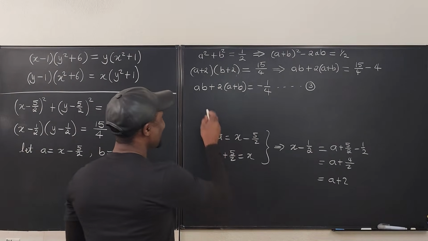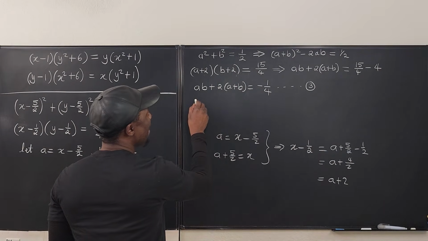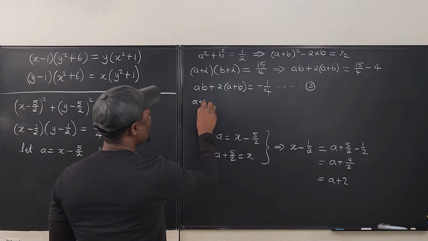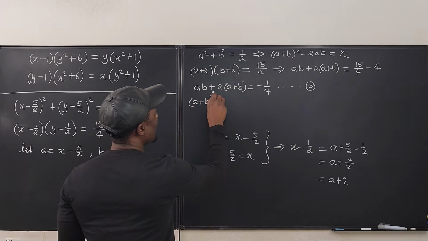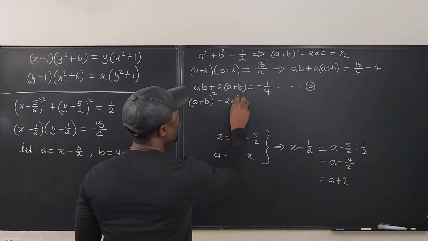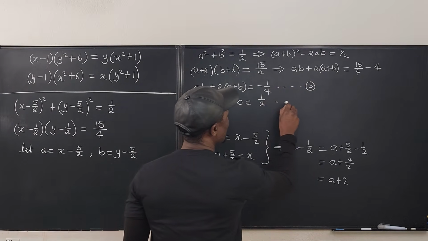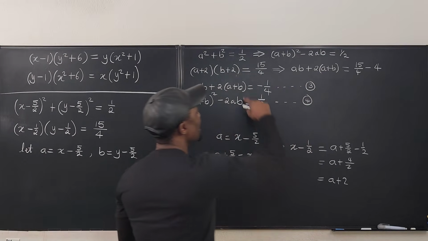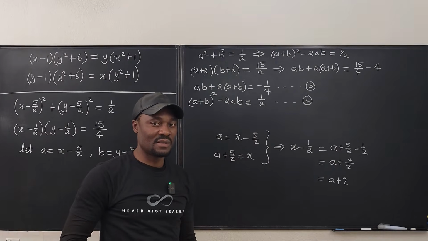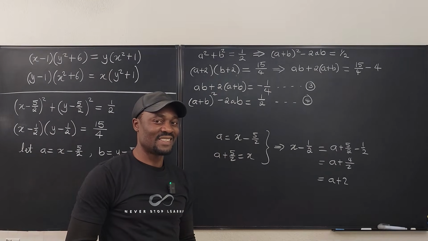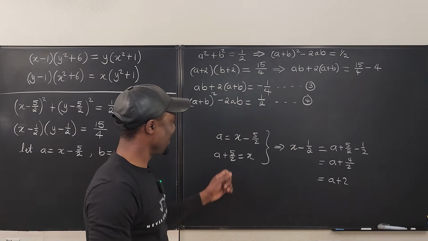Okay, so we're going to write it that way. So we have A plus B squared minus 2AB is still 1/2. We didn't change the right-hand side. This is equation 4. This is what we can then work with and find something nice. Okay, let's get rid of this.